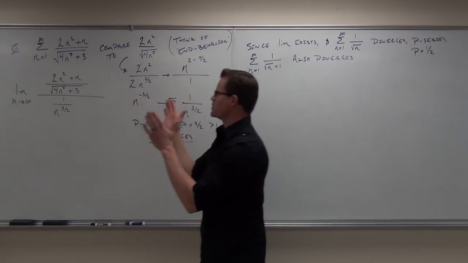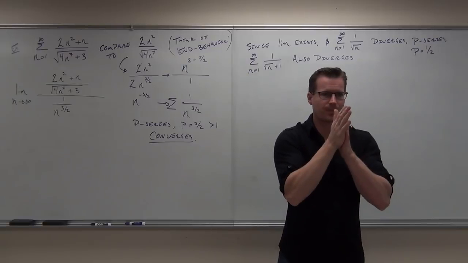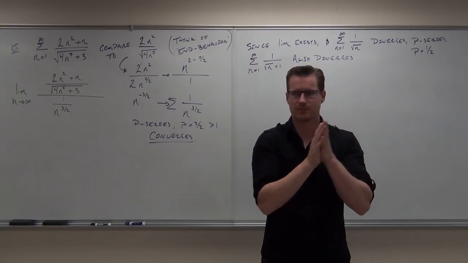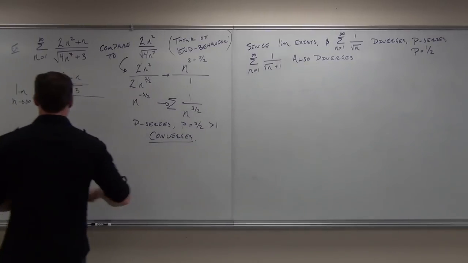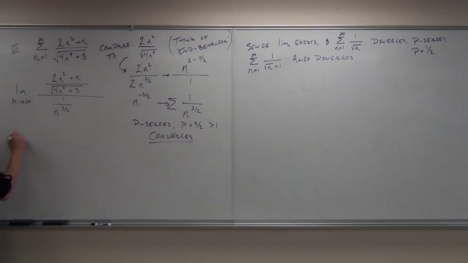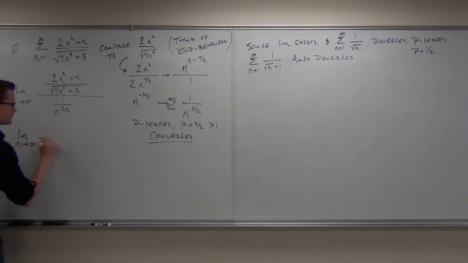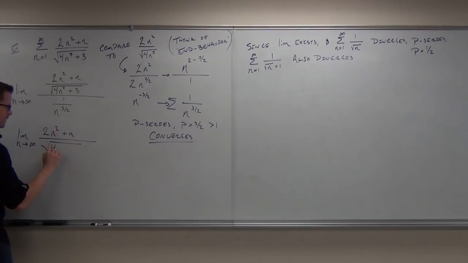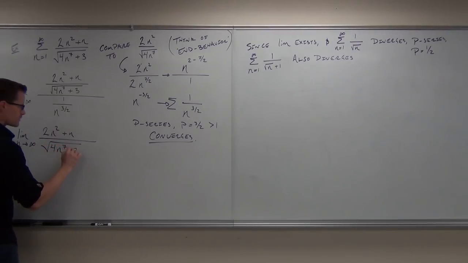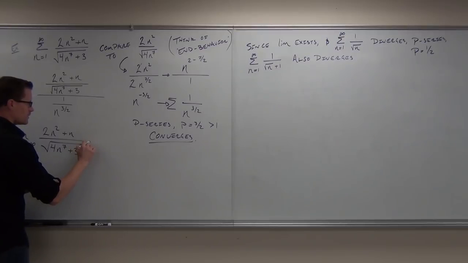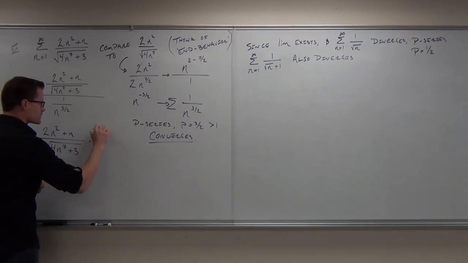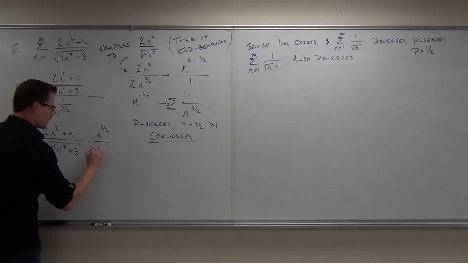Tell me the next step. What would you do? Multiply by reciprocal. We could do that. Are you starting to notice all the algebra you're going to do? So we'll have 2n squared plus n over the square root of 4n to the 7th plus 3 times n to the 3 halves over 1.